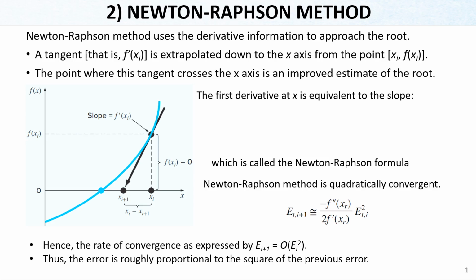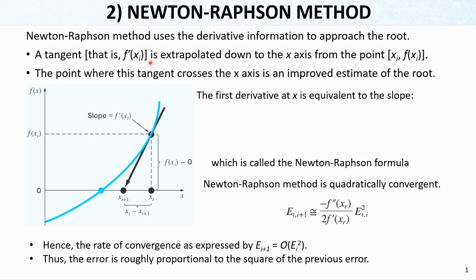The second approach in the bracketing method is the Newton-Raphson method, and in this method the derivative information of the equation is used to approach the root. And you know, the derivative is actually a tangent. You can see here, let's say we have the initial point xi and the function f(xi), and the tangent of it at this point is this, and this tangent shows a direction for the next iteration point.